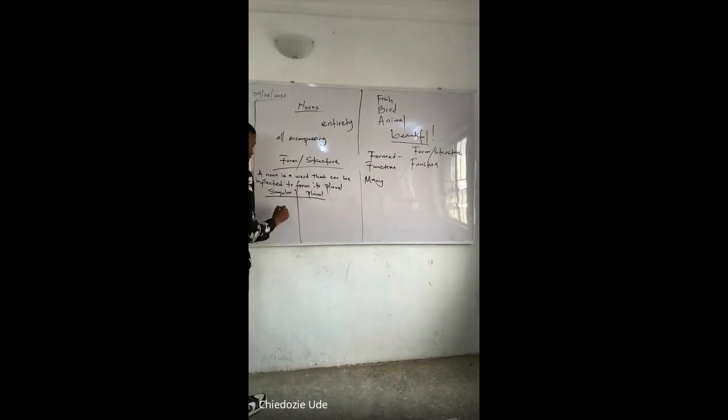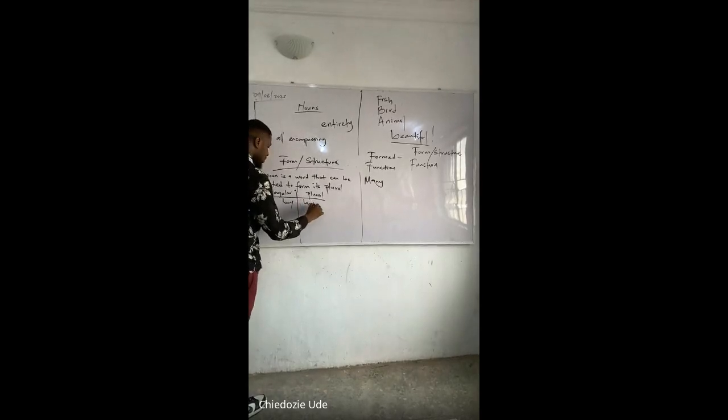So let's take some of the obvious examples. We have boy, boys, mango, mangoes, lady, ladies. So now a noun is a word that can be inflected to form its what? Its plural. Now take notes, take notes.